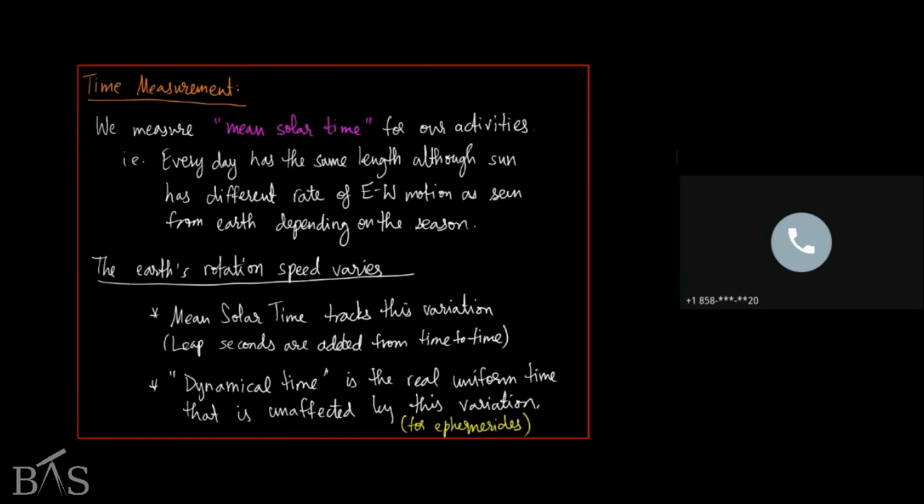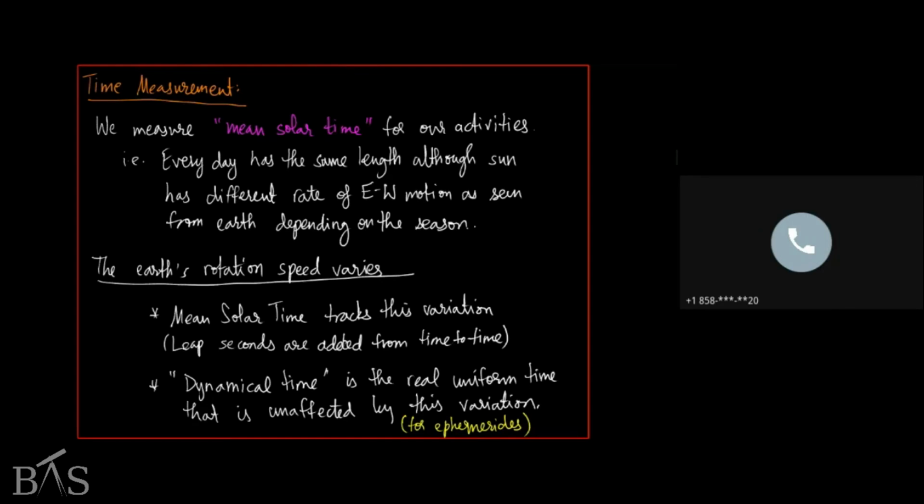Okay, let's talk about time measurement. We have talked about calendars. The time we measure for our everyday activities is called mean solar time. That's the definition of this time. In this system, it's based on tracking the meridian transits of the sun. Now, what we mean by meridian transit is the highest point that the sun goes to in a day, right? That's what we call the meridian transit, when the sun is as high overhead as possible.